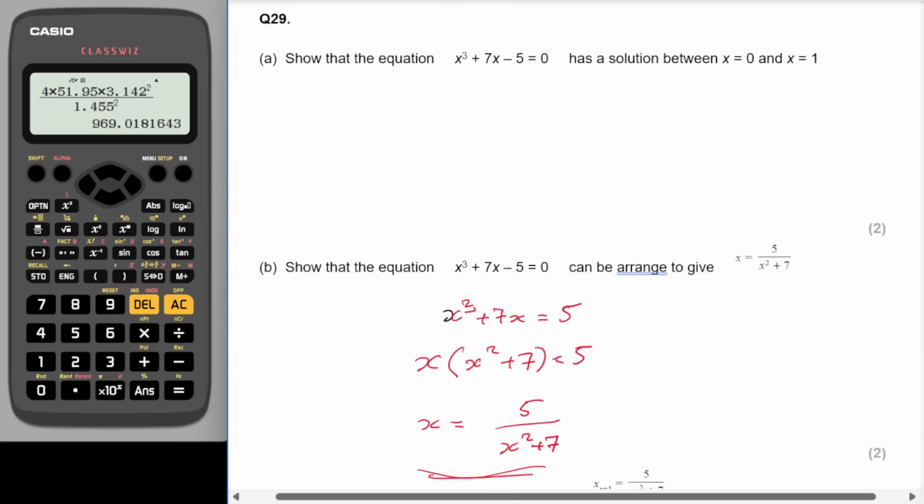I've missed part A out. Oh, okay. So apologies, I missed part A out. Rewinding then, part A. Show that it has a solution between 0 and 1.